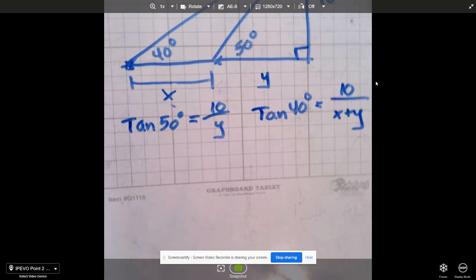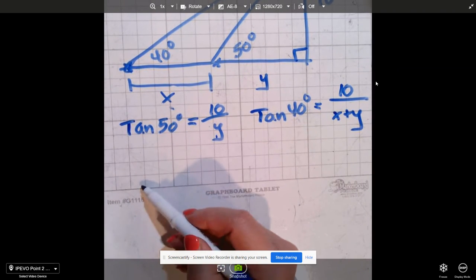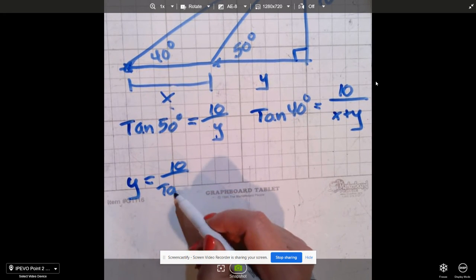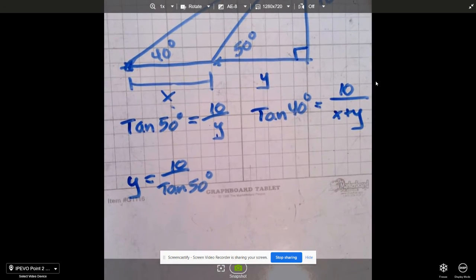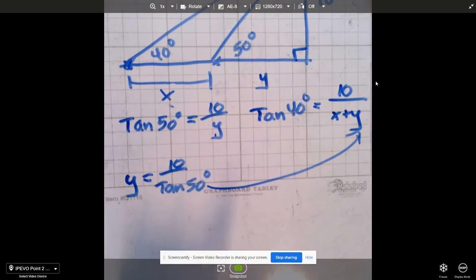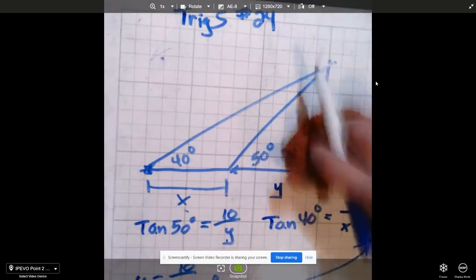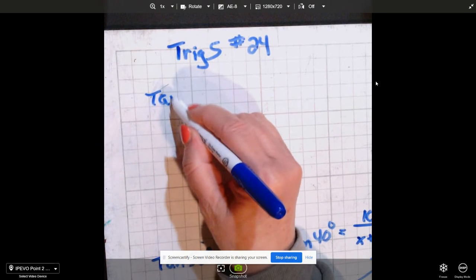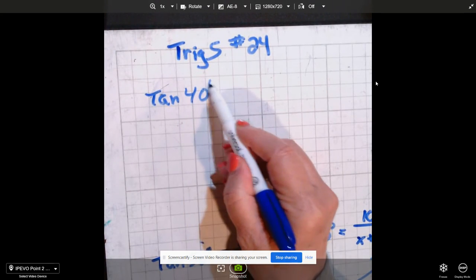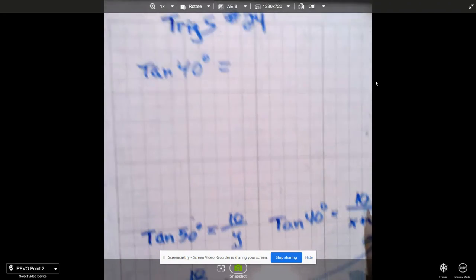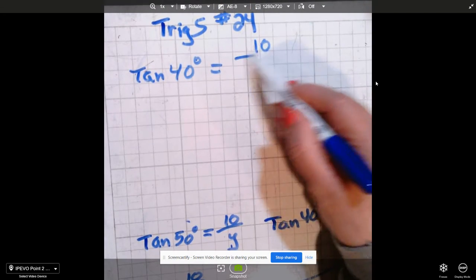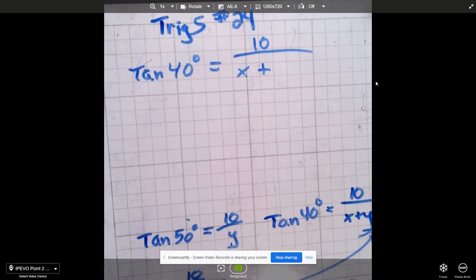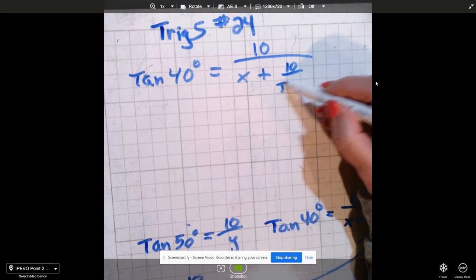All right, so now I'm going to take this and solve it for y. So y is going to equal 10 divided by the tangent of 50 degrees. All right, so now I'm going to take that and substitute it in here, and I'm going to erase my triangle because I'm going to need lots of room. All right, so now I have the tangent of 40 degrees equals 10 divided by x, which is what I'm really trying to solve for, plus y, which I know is 10 divided by the tangent of 50.